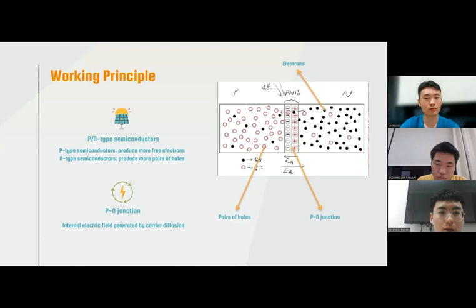Due to the diffusion caused by different carrier concentrations at both ends of N and P, an internal electric field pointing from N to P will be generated at the junction of the two kinds of semiconductors, which will hinder the diffusion effect of the carriers. This phenomenon is called a p-n junction.